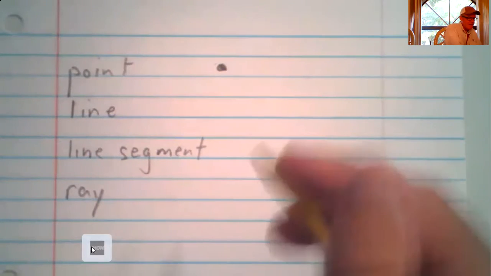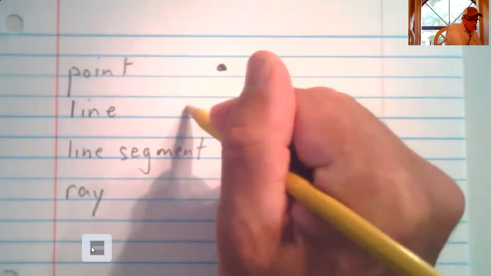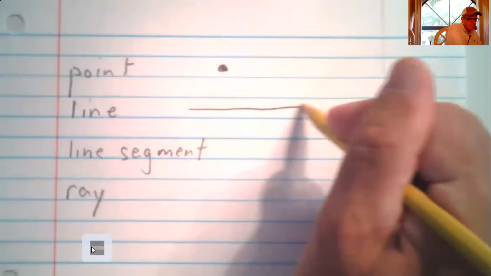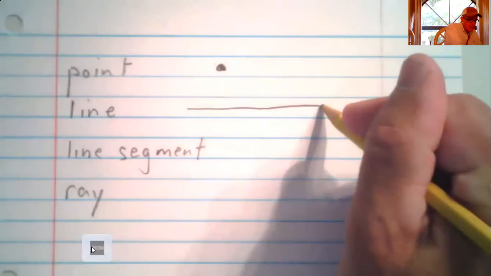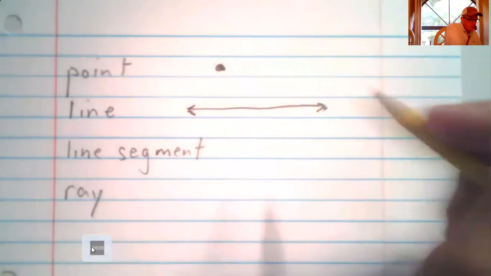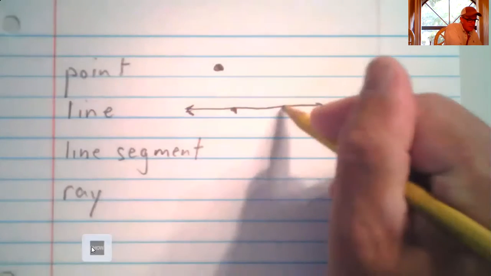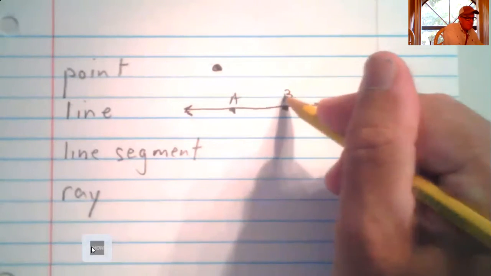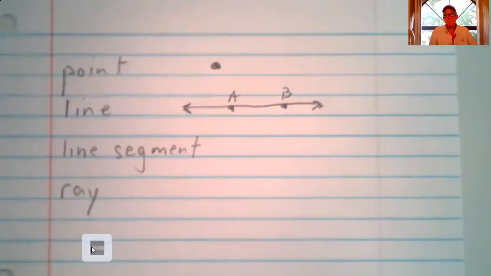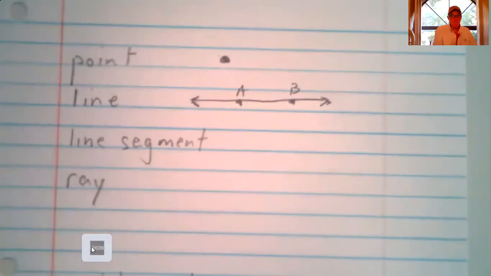So a line is not just simply what you would imagine. It's something like that. People would look at that and say, "Oh, what is that?" And then most people would say, "Oh, that's a very crooked line." I agree that it is crooked, but that is not a line. What makes it a line is if I put an arrow right here, an arrow right here, and then I put a point right here, and a point right here, and I'm going to call this point A, and this point B. So that would be line AB.